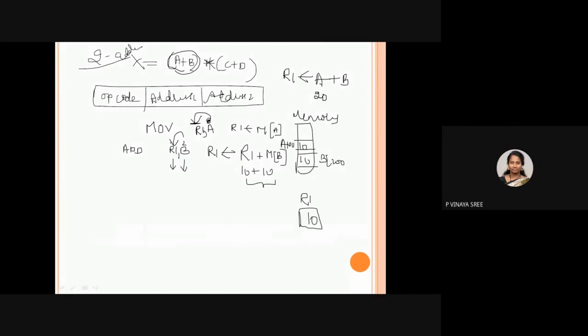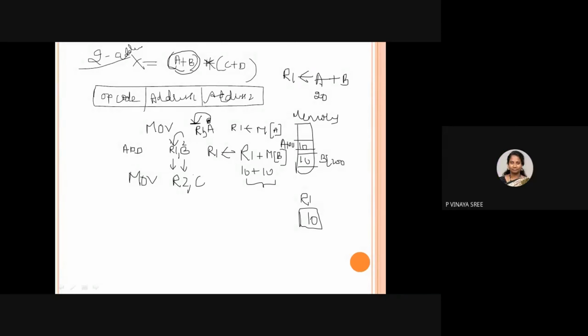Okay, next what do we have to do? Can anyone tell the next step? Move R2 comma C. Yes, very good. So the next one is move R2 comma C.